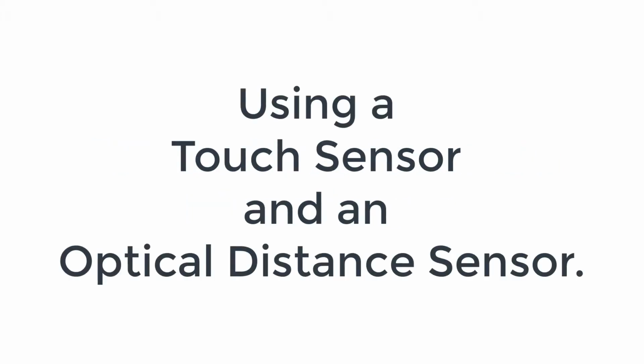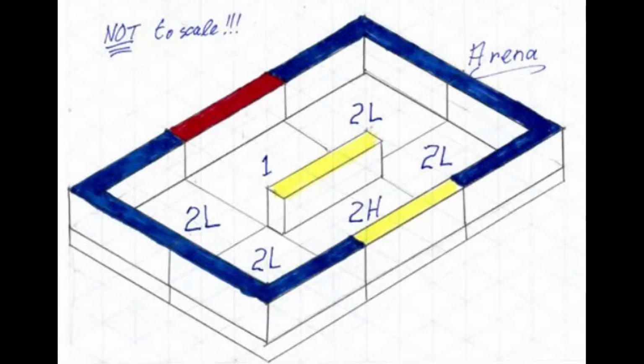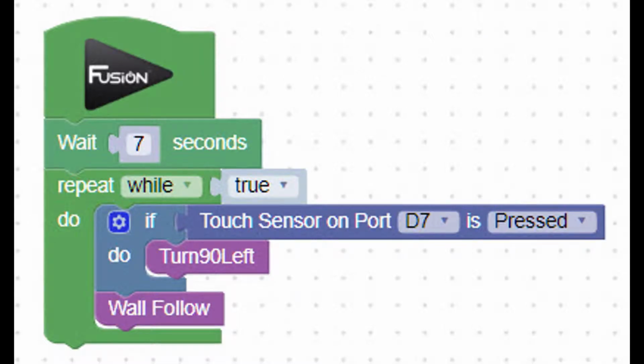Hippodromes were used for chariot races in the times of ancient Rome. Let's see if we can get Fusion to go around a modelled hippodrome. This is the outline program which we would use to send our Fusion robot around the hippodrome.